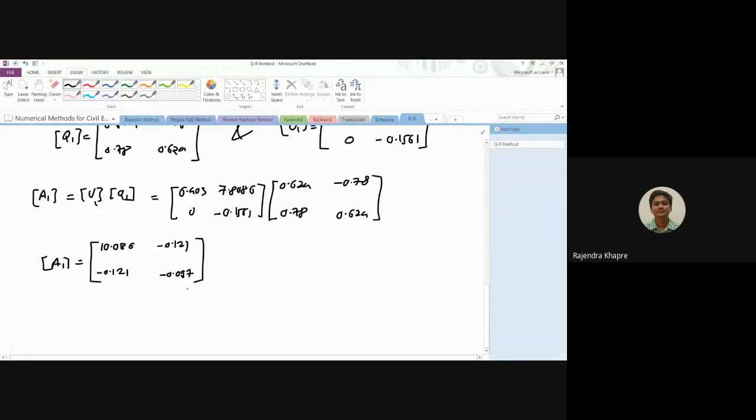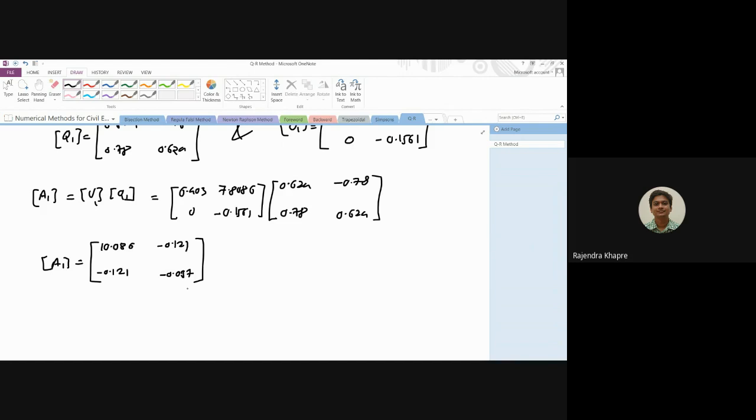Correct? So you see, we have started with the A matrix and we have generated the A1 matrix. Okay, and what is our objective? We have to convert the given matrix into a diagonal matrix. Diagonal matrix means the upper triangle and lower triangle should be completely zero. Can you see, is it zero? No, but it is very close to zero, isn't it? Because the off-diagonal element has a value of minus 0.121, which is very close to zero. Since it is not zero, we have to go for one more trial.